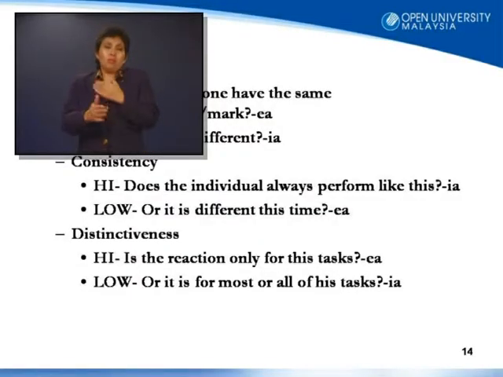The second one is the consistency. Now, when we talk about high consistency, it means the individual always performs like this. Let's say for a girl who always passes up her assignment late. A high consistency means that the girl always passes up her assignment late. So this one we attribute to internal attribution. IA hereby denotes internal attribution, meaning we blame the situation on the girl.